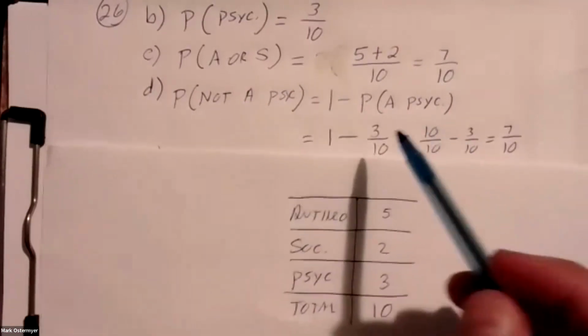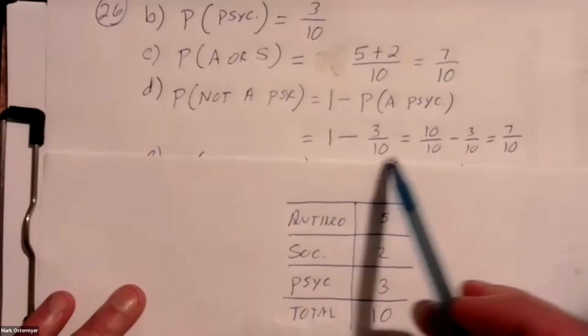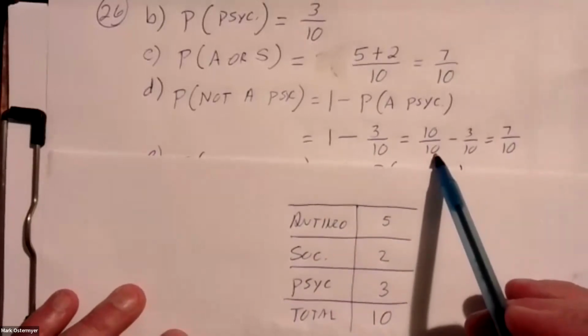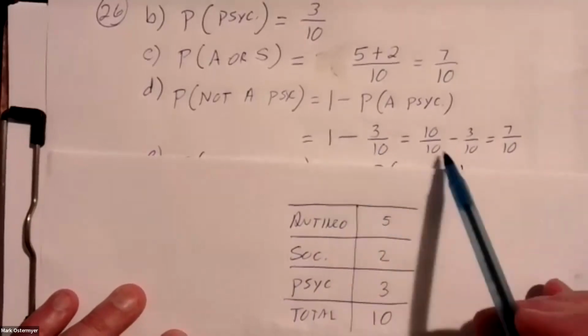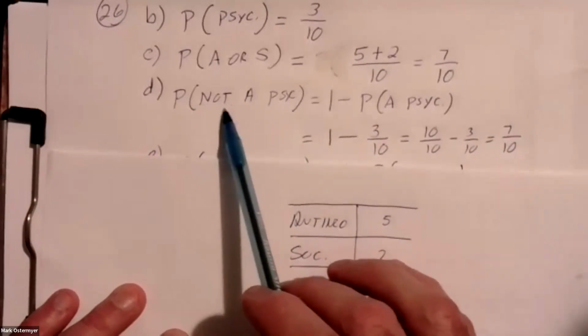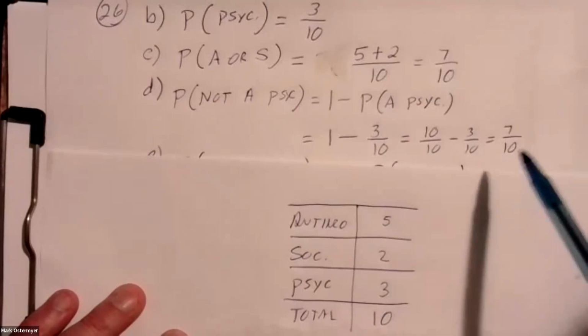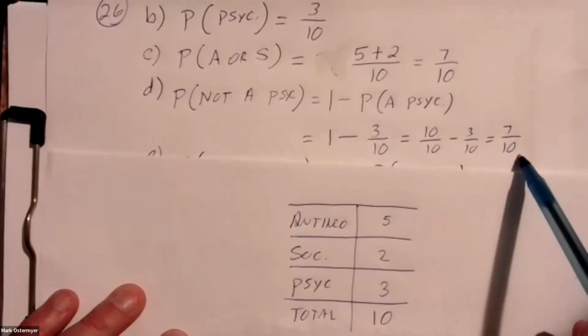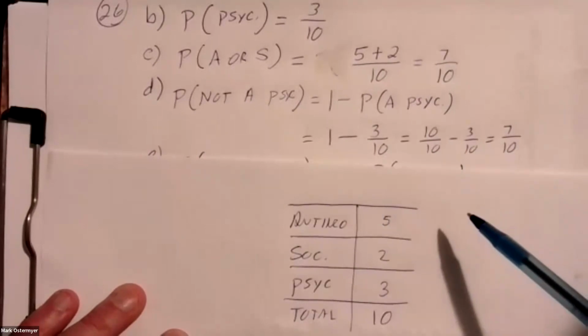So 1 minus 3/10 is really 10/10. 10/10 is another name for 1 whole. Minus 3/10 is 7/10. So therefore, the probability of not selecting a psychology student would be 7/10. That's one way to do the problem, using the complementary probability rule.